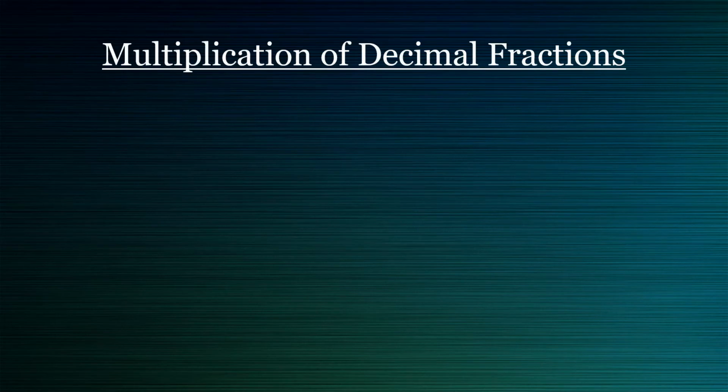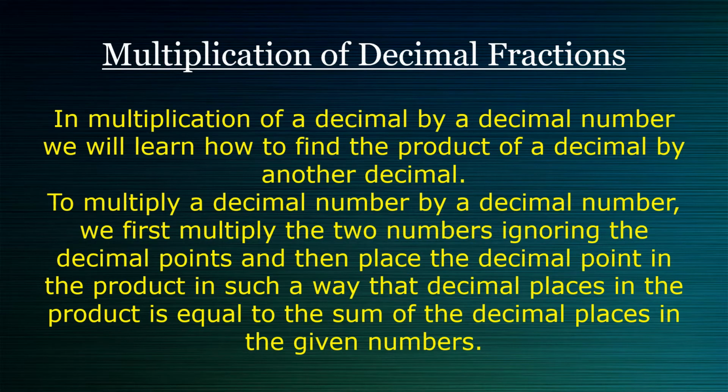Multiplication of decimal fractions. In multiplication of a decimal by a decimal number, we will learn how to find the product of a decimal by another decimal. To multiply a decimal number by a decimal number, we first multiply the two numbers ignoring the decimal points and then place the decimal point in the product in such a way that the decimal places in the product is equal to the sum of the decimal places in the given numbers.